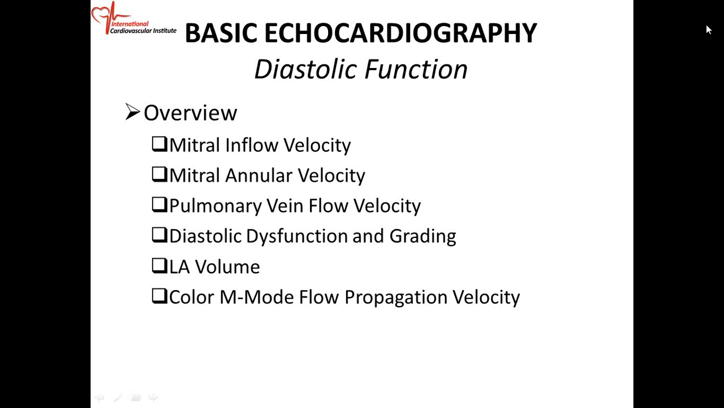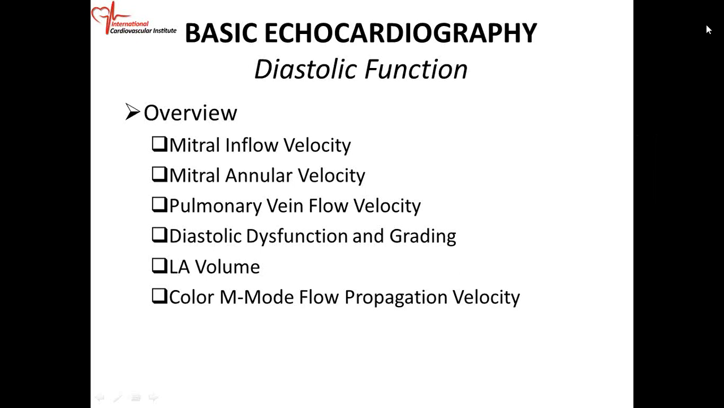So to look at diastolic function, we are going to look at mitral inflow velocity. You've been exposed to this, the E and the A, but not only the E and the A, we're going to look at IVRT, which is isovolumic relaxation period or time. We're also going to look at mitral annular velocity, that is your E prime, A prime, and your S prime. We're going to look at pulmonary vein flow, the systolic component, diastolic component, atrial reversal.